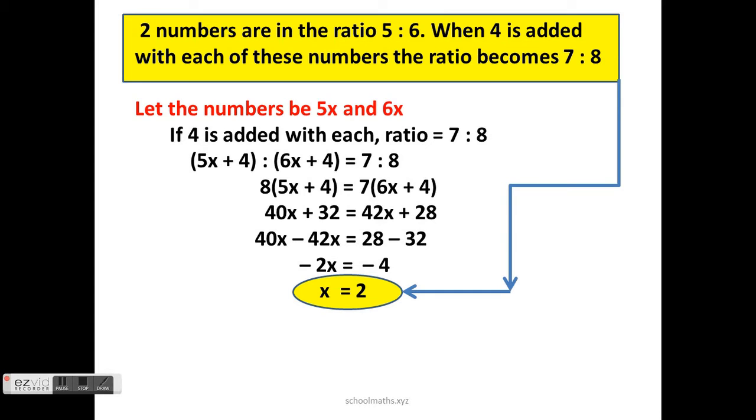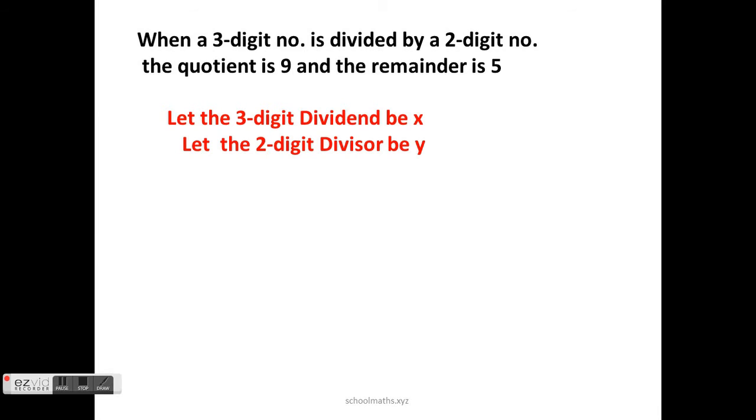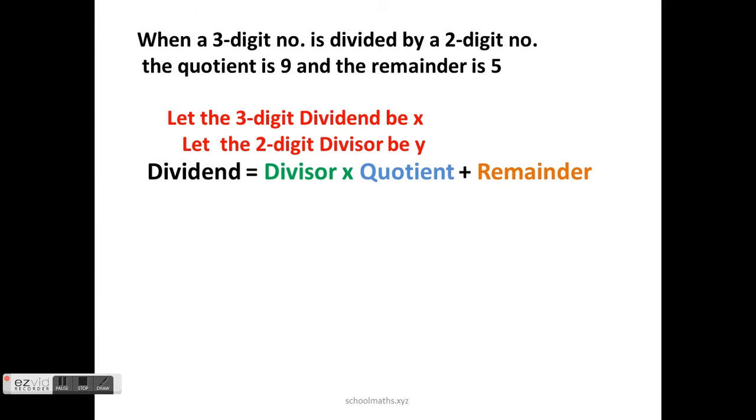Next, a 3-digit number is divided by a 2-digit number. So the 3-digit number is the dividend and the 2-digit number is the divisor. The quotient is 9 and the remainder is 5. Let the 3-digit dividend be x and the 2-digit divisor be y. Now we write the formula: dividend equals divisor into quotient plus remainder. From 6th standard onwards you have been seeing this formula.